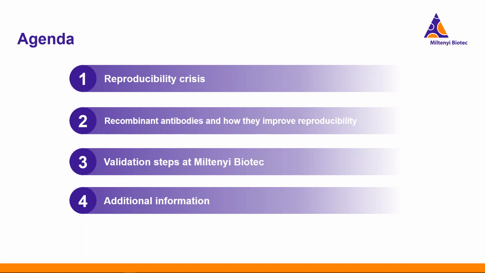Then I'm going to do a bit of a history lesson and a lesson in basic antibody biology. I'm going to explain what recombinant antibodies are and how they can help us improve reproducibility, essentially how these aren't your mom's monoclonals. Then we're going to discuss the validation steps that we utilize in-house at Miltenny. And at the end, I'm going to give a little added information on how we're participating in the greater scientific conversation around antibodies. And then, of course, what you can do as a scientist.